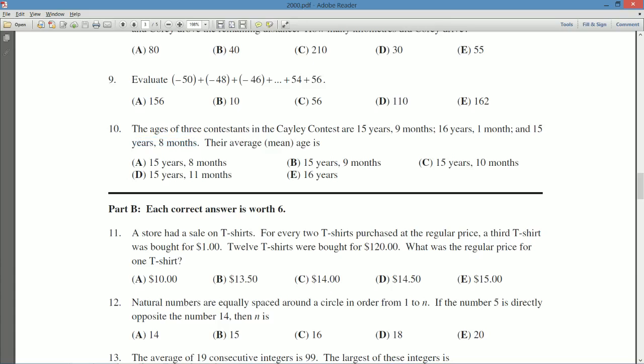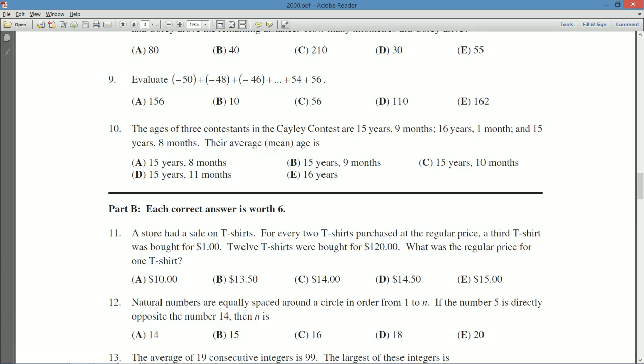So, to compute an average, we need to add up each of the terms. So 15 years and 9 months, plus 16 years and 1 month, plus 15 years and 8 months. And then we need to divide by, well, how many things did we add up? We added up 3 of them, so we'll end up dividing by 3. The problem is, it's not very easy to add up 15 years, 9 months, and 16 years and 1 month. It'd be 31 years and 10 months, and then when we add on the 8 months, it becomes 18 months, but there's 12 months in a year, so it rolls over to 6 months, and you can do it that way.